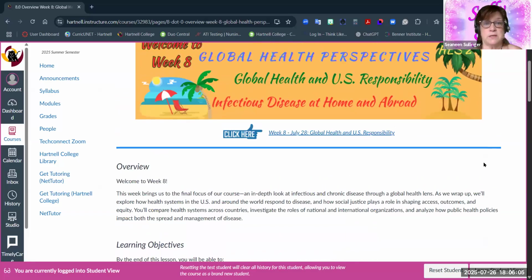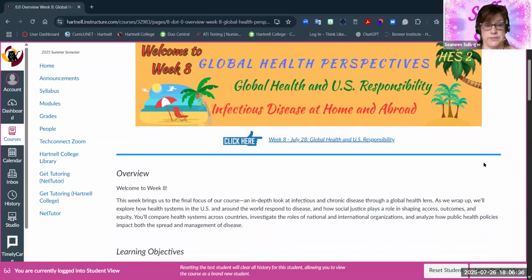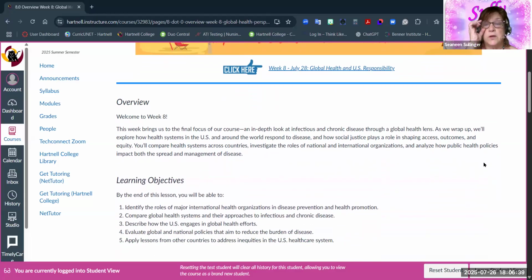So this week, our final week, we'll be pulling a lot of the themes and terms together. When we talk about global health perspectives, we're going to talk about global health and US responsibility, or how do we help? How does our health system compare to other countries? And we're going to look at that using the lens of infectious disease at home and abroad. So infectious disease in the United States, as well as infectious disease, for example, like COVID, in other countries. So that is what we are looking at.